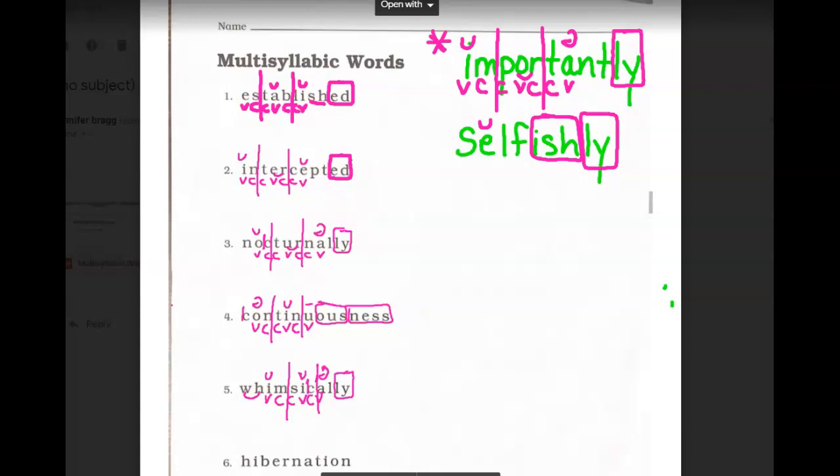Last one, hibernation. Hibernation. Now remember, shun is a final stable syllable. It's not a suffix, so we're going to put a bracket around it. We're going to go ahead and identify our vowels here. Put in our consonants. And we're going to divide after the first vowel, between the vowel and the consonant, and on the next one, between the two consonants. So we have a long I. We have an ER, so let's put an arc there. I'm sorry, it made a mess. And a long A sound.